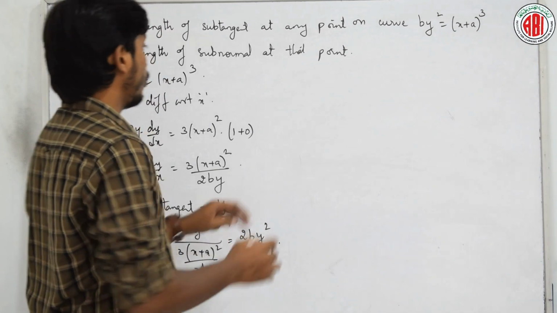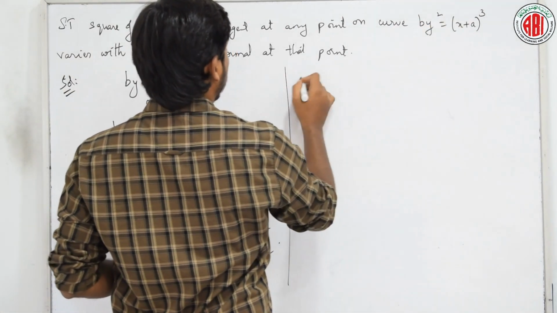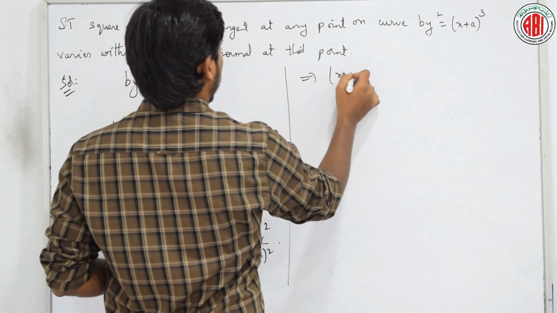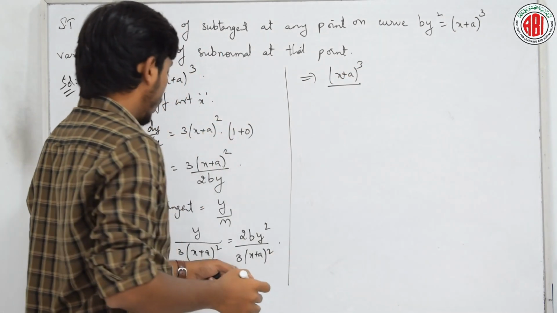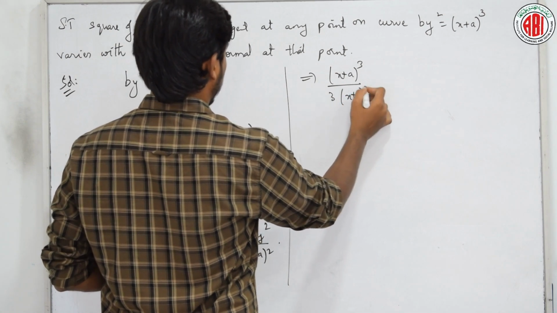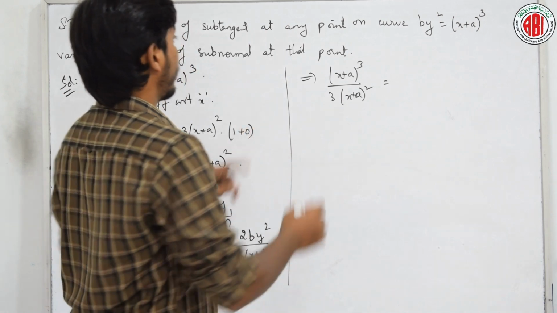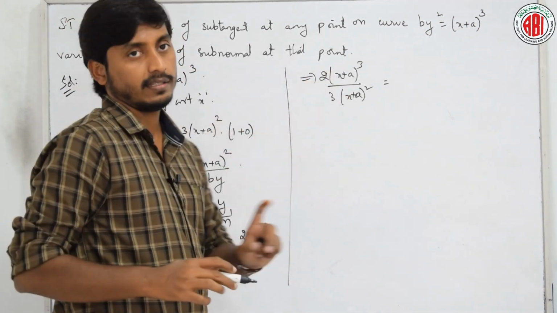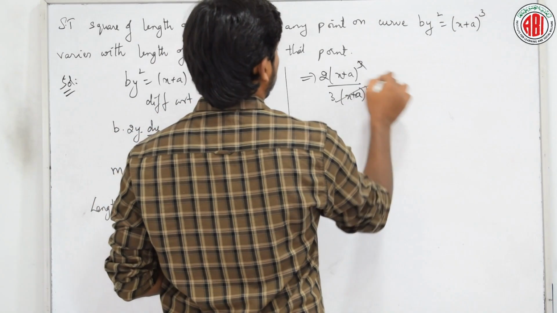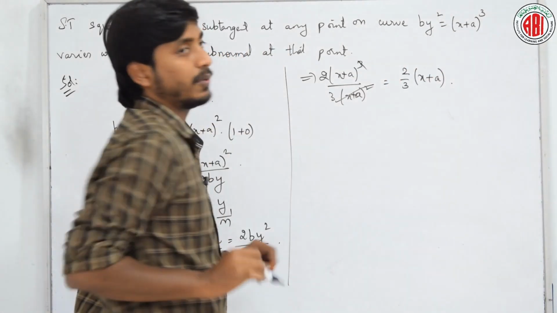Clear? What is by square? We have the formula of by square, right? What is it? x plus a whole cube divided by, in the denominator we have 3 into x plus a whole square. Is it okay? Instead of by square I rotate that and here it is. Okay, so we can cancel these both. I will get it as 2 by 3 into x plus a. Let us put it like that.